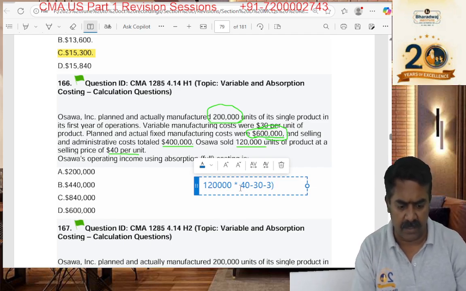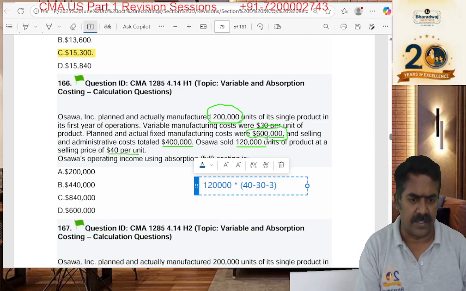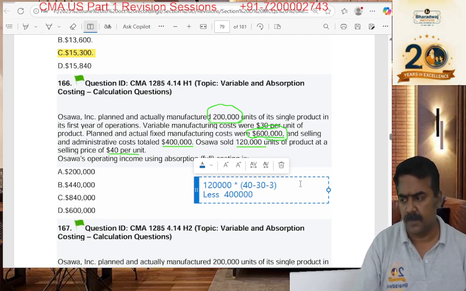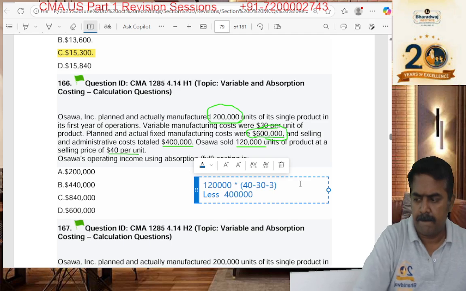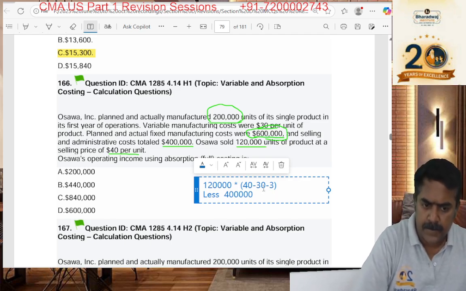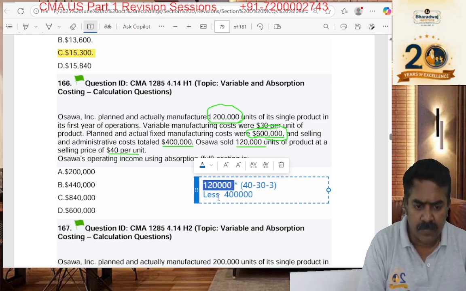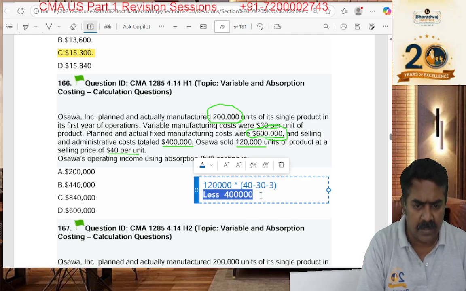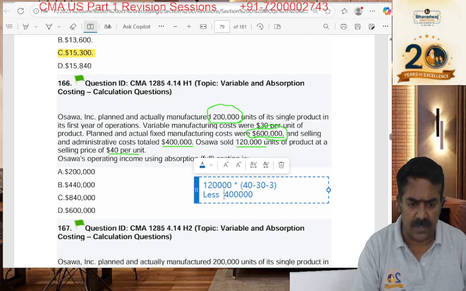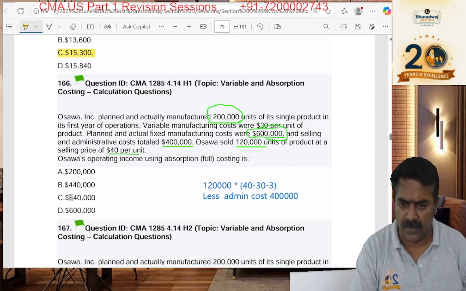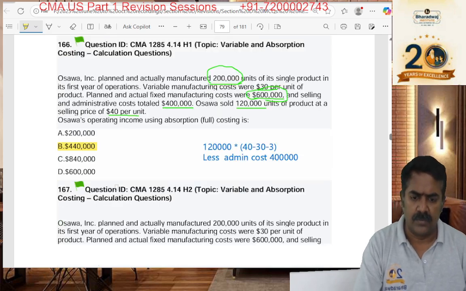You understand how the 30 variable cost, how the 3? 6 lakhs divided by 2 lakhs. So this minus what? Selling overheads 4 lakhs. Do this: 8,40,000 minus the administrative cost 4 lakhs will give us 4,40,000.